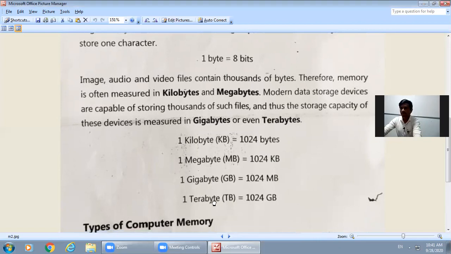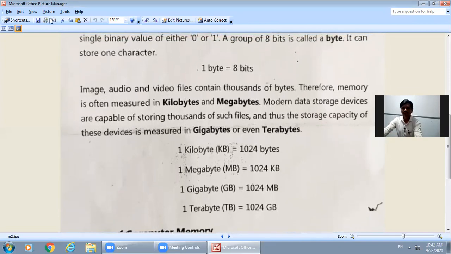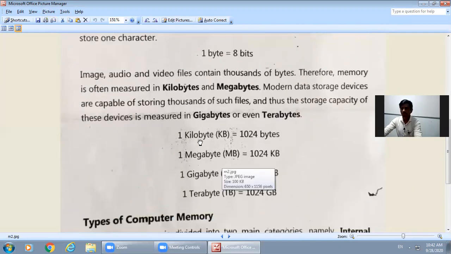Now about this, 1 terabyte, means 1 TB, equal to 1024 GB. So which is the biggest unit? Understood about this? This is the table. 1 kilobyte equal to 1024 bytes. 1 megabyte equal to 1024 kilobyte. 1 gigabyte equal to 1024 MB, and 1 terabyte, means TB, equal to 1024 GB. Like this you can calculate your memory.